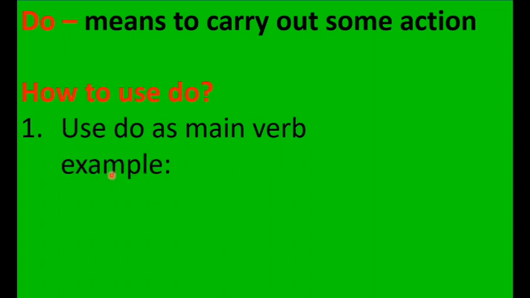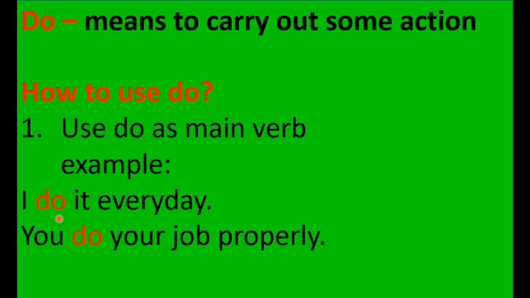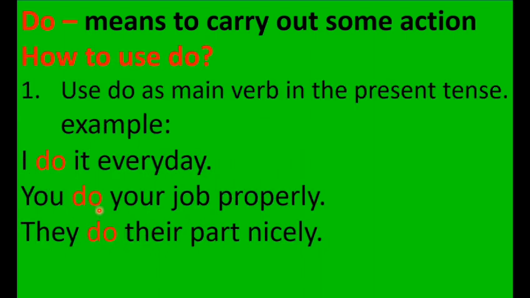For example, I do it every day. Now, do here is a main verb in this sentence. You do your job properly. Okay, there is no other verb here except do. Another one, they do their part nicely. Okay, do is our main verb here. There is no other verb here except do.